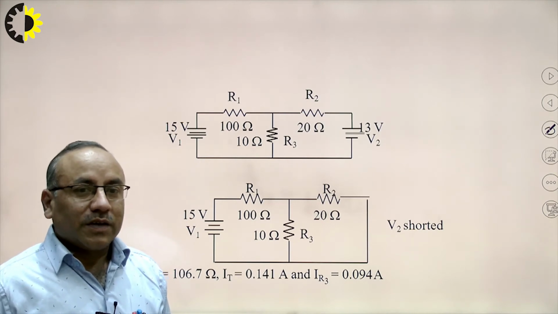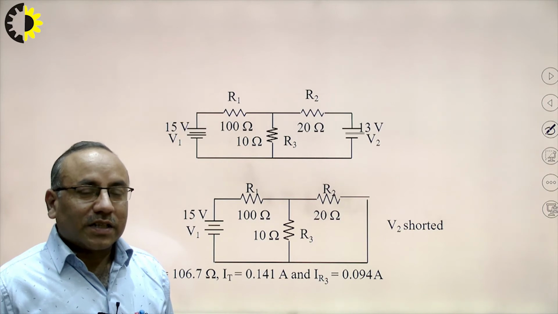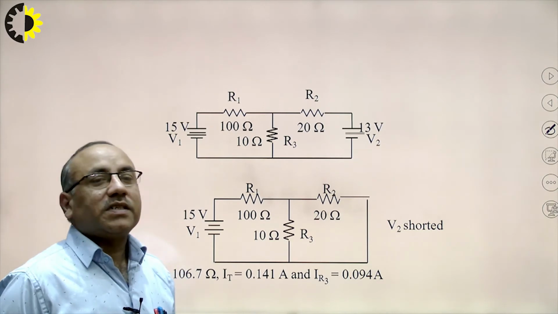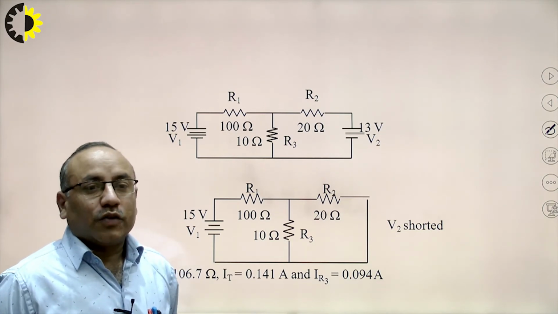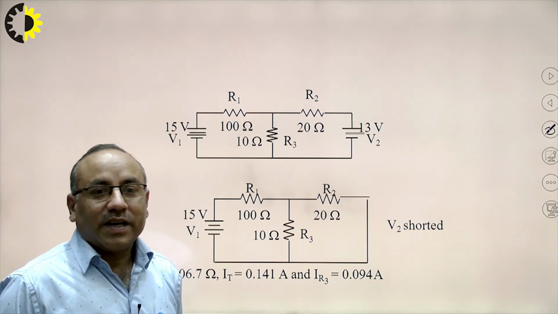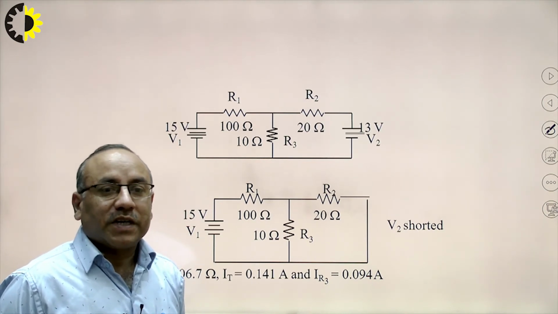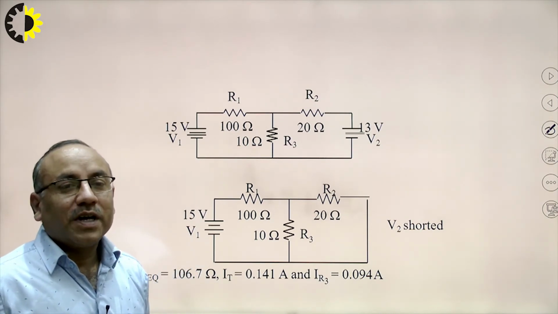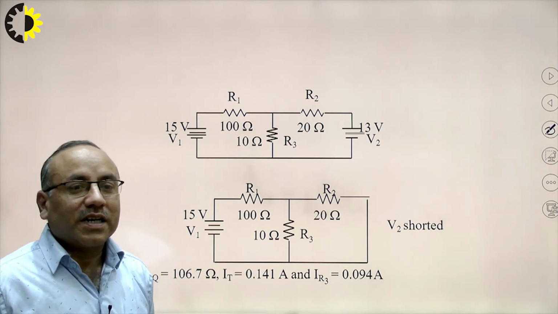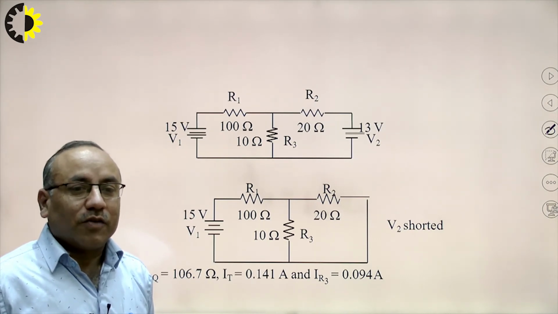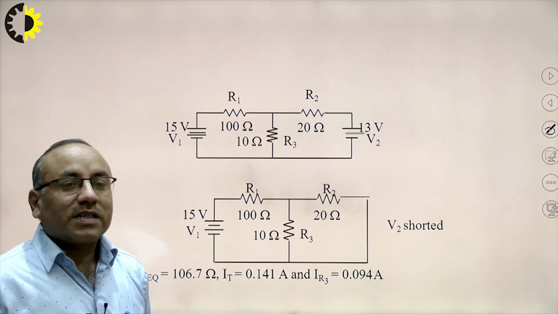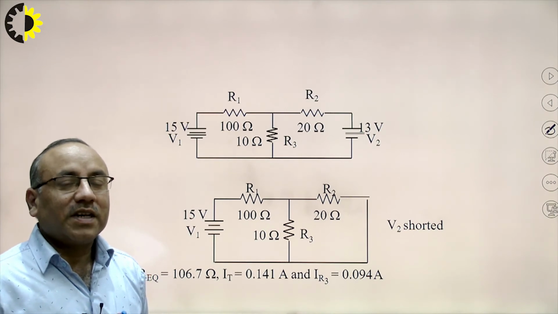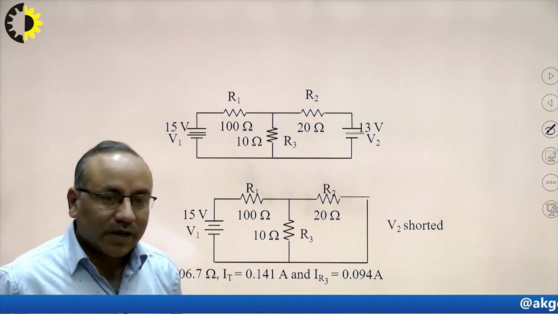Now we can see from the circuit that R2 and R3 become parallel, and the equivalent of these two becomes in series with R1. So we find the equivalent resistance that way. The parallel of R2 and R3 is 20 into 10 upon 20 plus 10, and that is in series with R1, so it is added with 100 ohm. We get the equivalent resistance as 106.7 ohm after calculations. So the current supplied from the 15 volt will be 15 upon 106.7, and that comes out as 0.141 ampere.